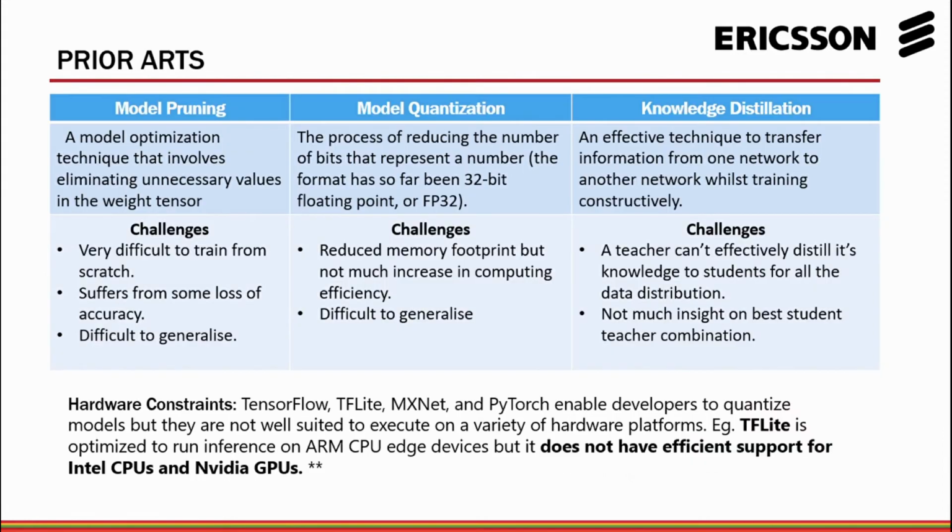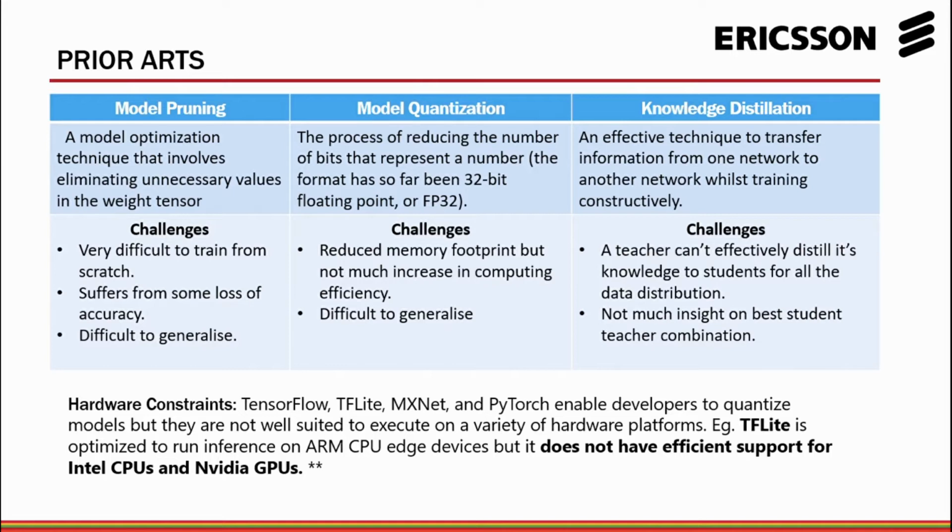So to address this issue, we studied different deep learning model compression techniques and found the following prior arts. Model pruning is an optimization technique that involves eliminating unnecessary values in the weight tensor. Though it is capable of compressing models to a great extent, it is very difficult to train from scratch, and it suffers some loss of accuracy when pruned to a greater extent. Another challenge is that it is very difficult to generalize.